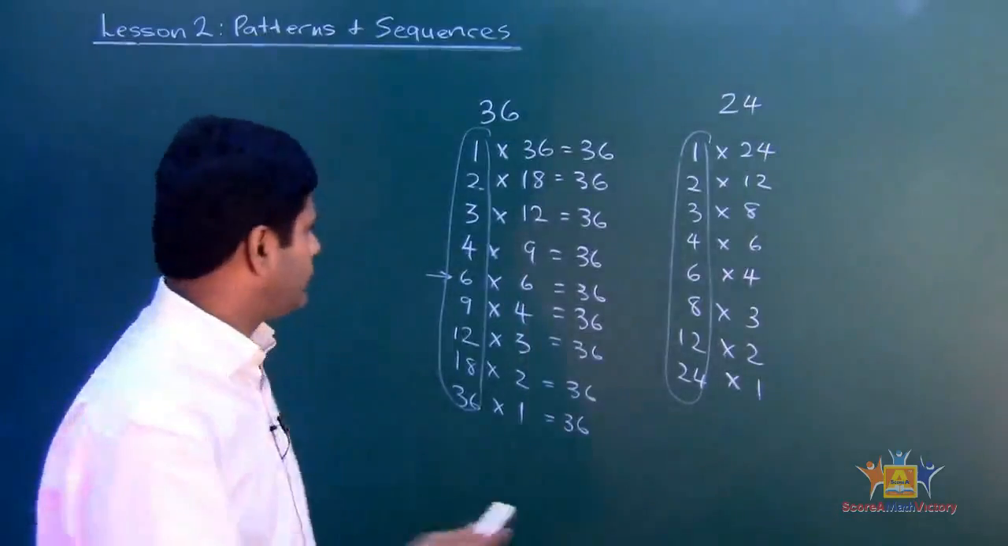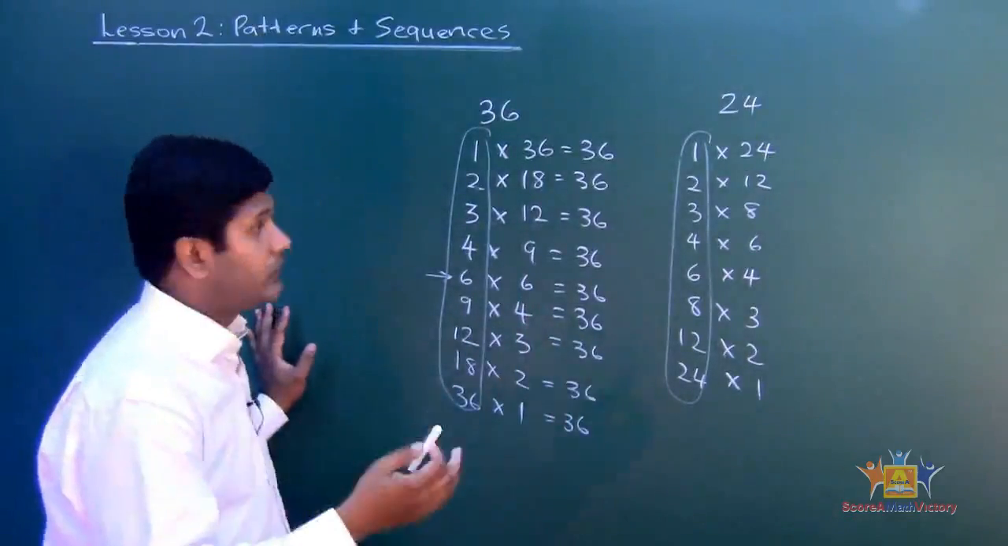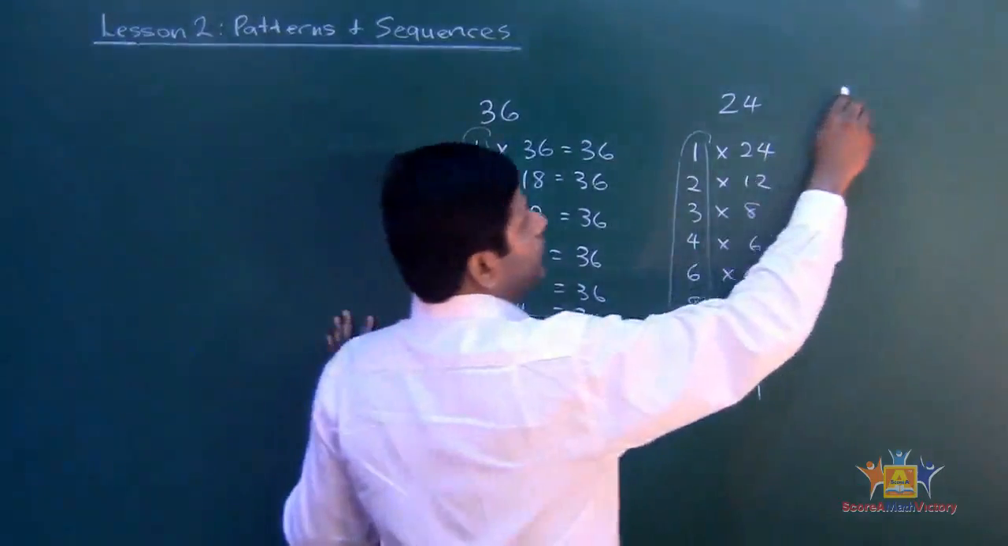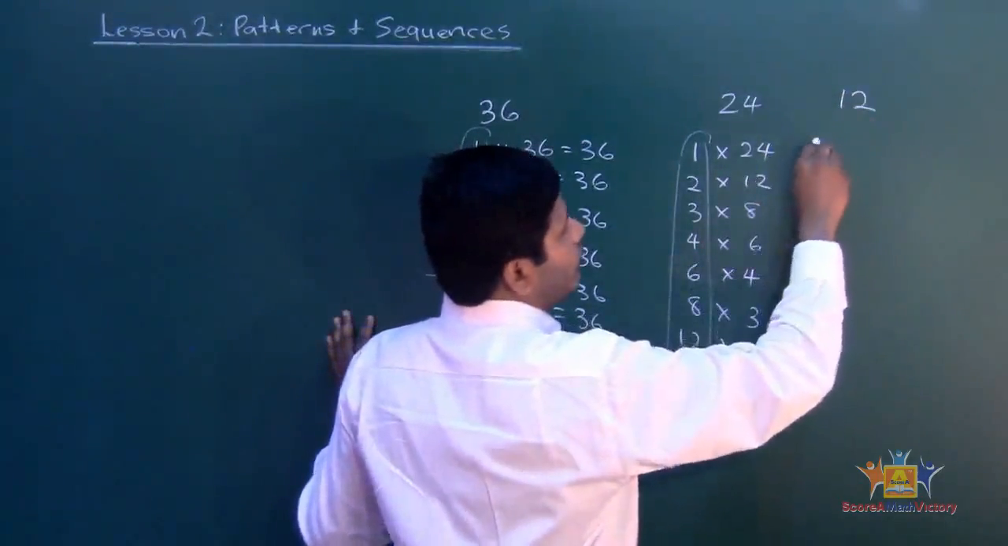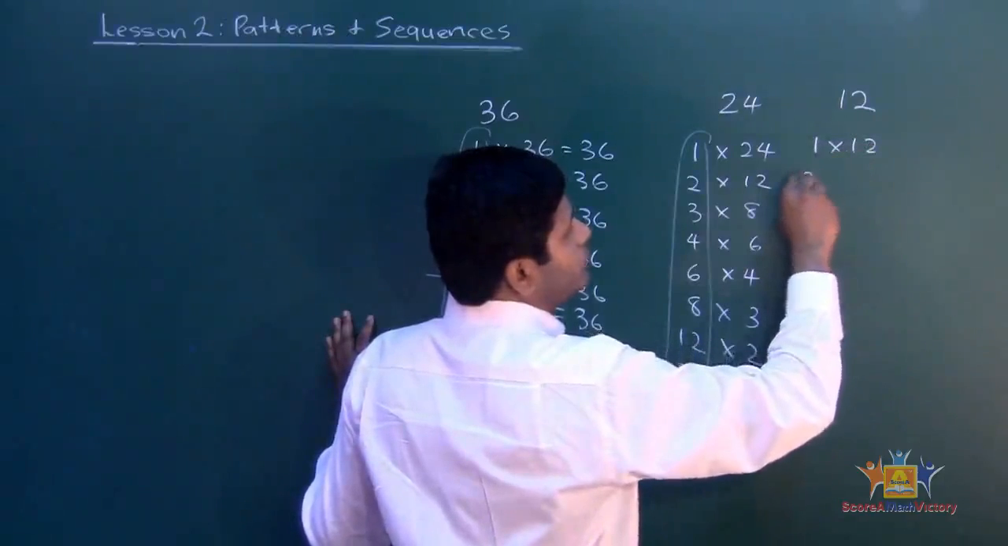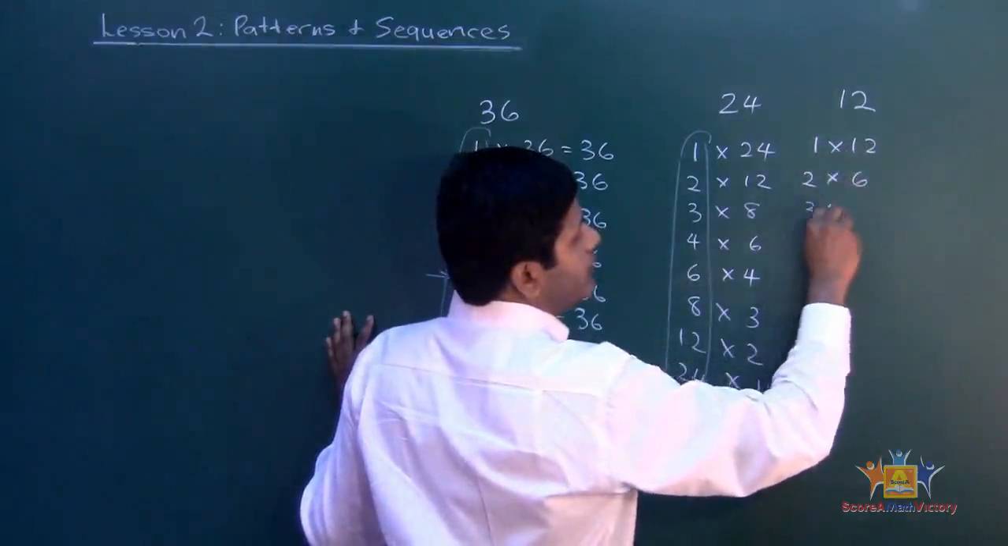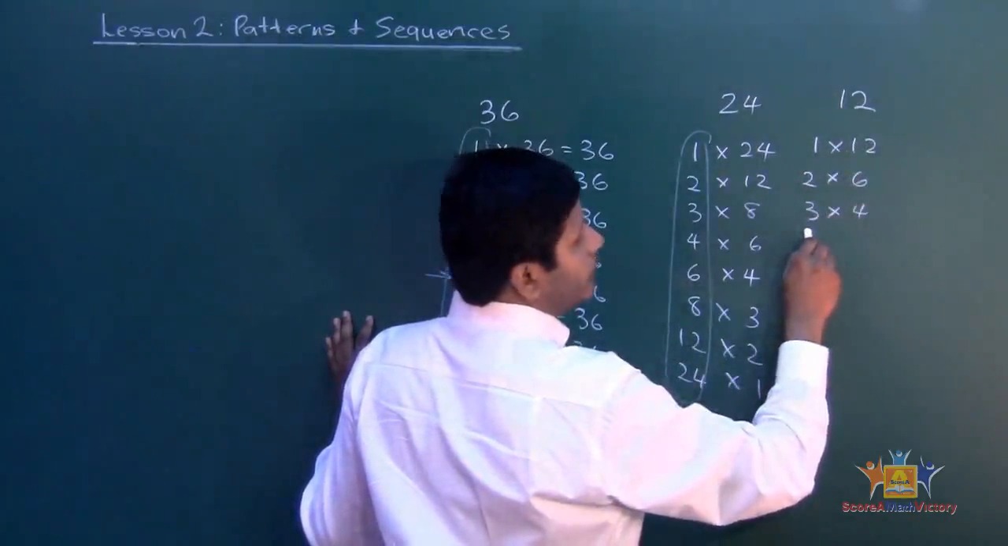Okay? Let's do another one. Let's take the 12 this time. Let's do the 12. So we know 12 is what? 1 times 12, 2 times 6, 3 times 4, and then what's next?